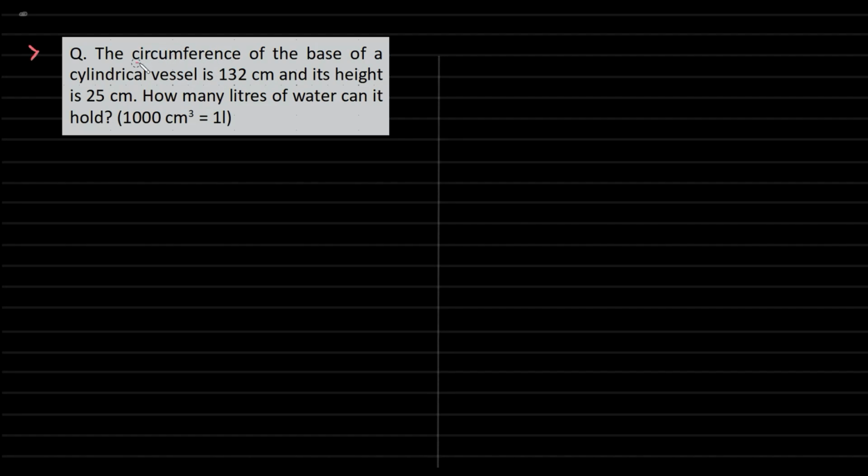The circumference of the base of a cylindrical vessel. So it's a cylinder shape, and its height is that. How many liters of water can it hold? And this is given, that's useful. For every 1000 centimeter cube, it is 1 liter. So let's begin our calculation.